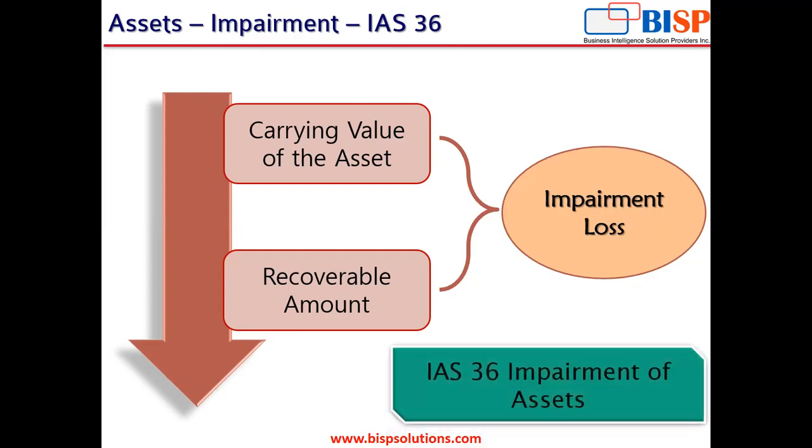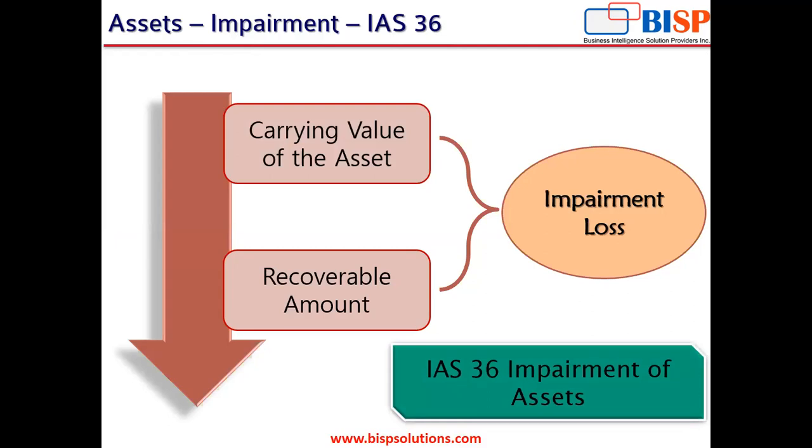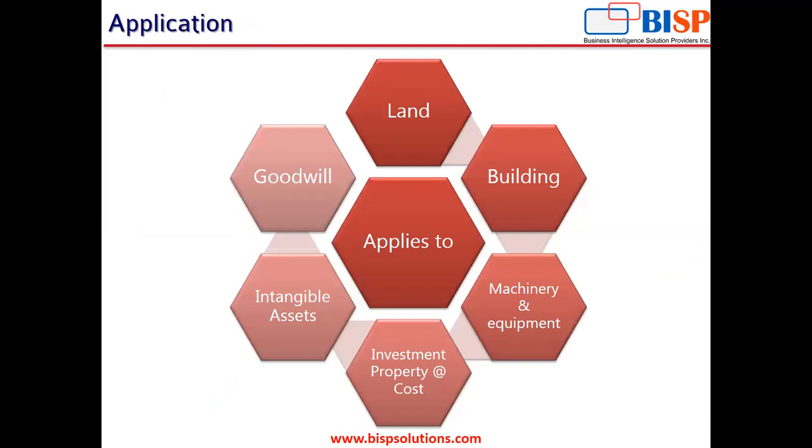So IAS 36, impairment of assets, seeks to ensure that an entity's assets are not carried at more than their recoverable amount, with an exception of goodwill and certain intangible assets for which an annual impairment test is required. Entities are required to conduct impairment tests where there is an indication of impairment of an asset. So, impairment applies to land, building, machinery, equipments, investment property if carried at cost, and of course, goodwill and intangible assets because their annual impairment tests are required for goodwill and intangible assets.